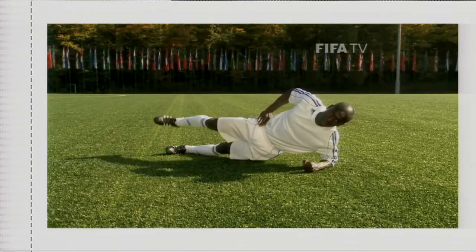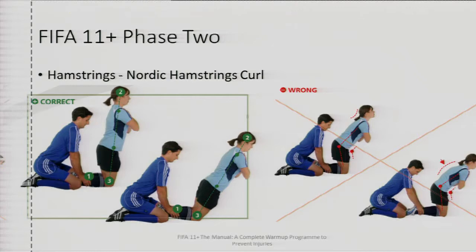Okay. All right, so the Nordic hamstring curl. So another reason I like this program is because of this exercise here. So hamstring injury is common in a lot of the running sports. When you're rehabilitating a hamstring injury, eccentric strengthening is important towards the latter phases of the rehab. They need to have good eccentric strength in order to go back to playing sport without a high risk of re-injury. This is an eccentric hamstring exercise.